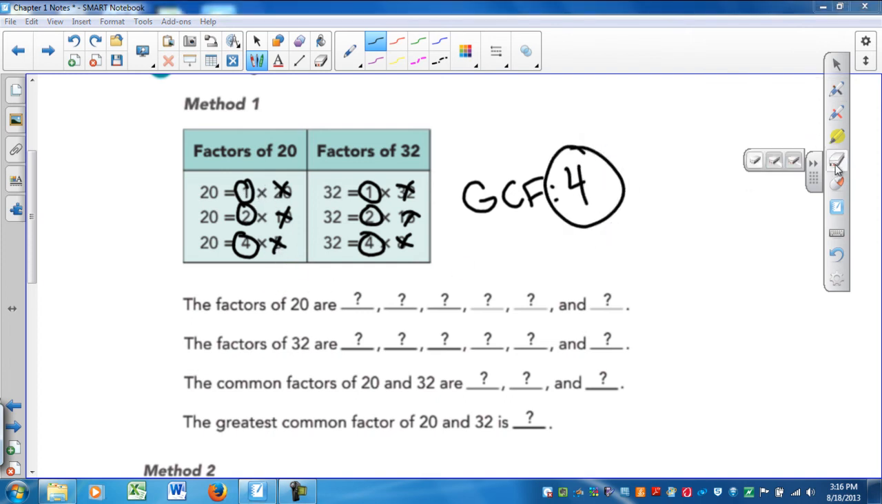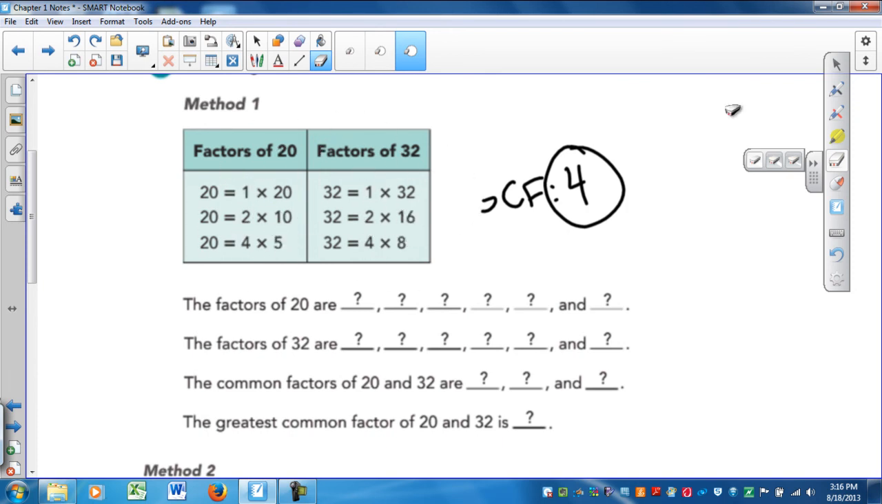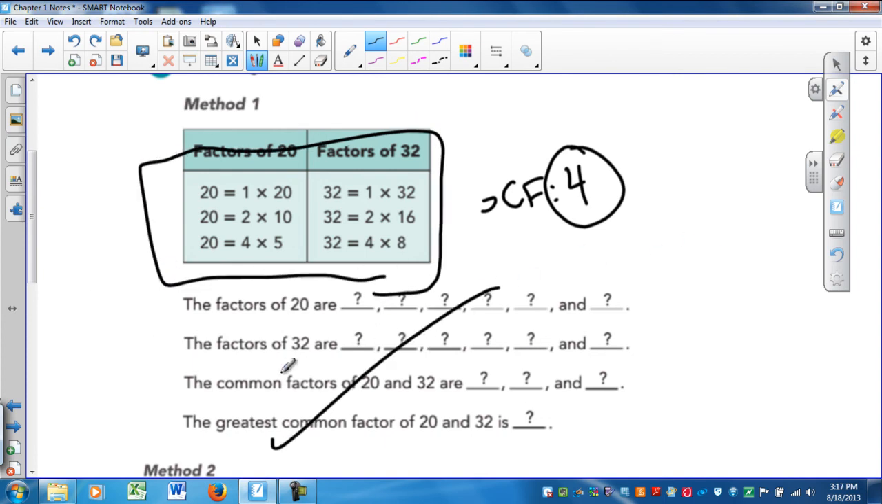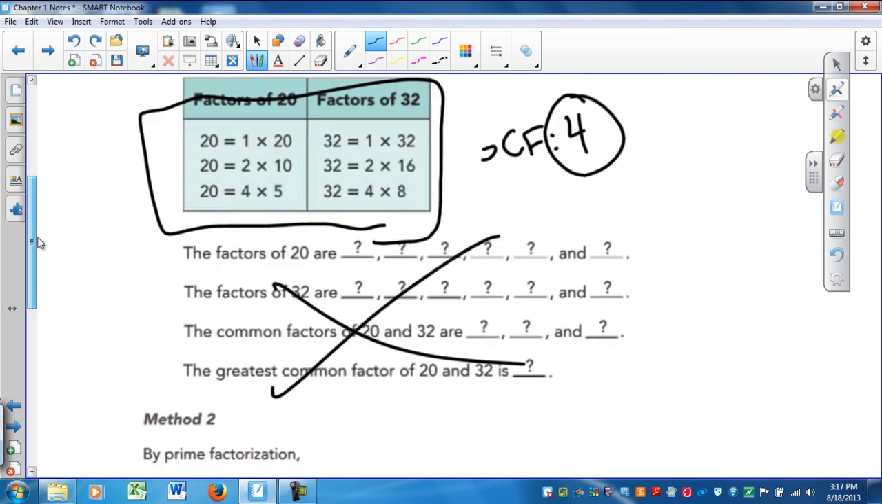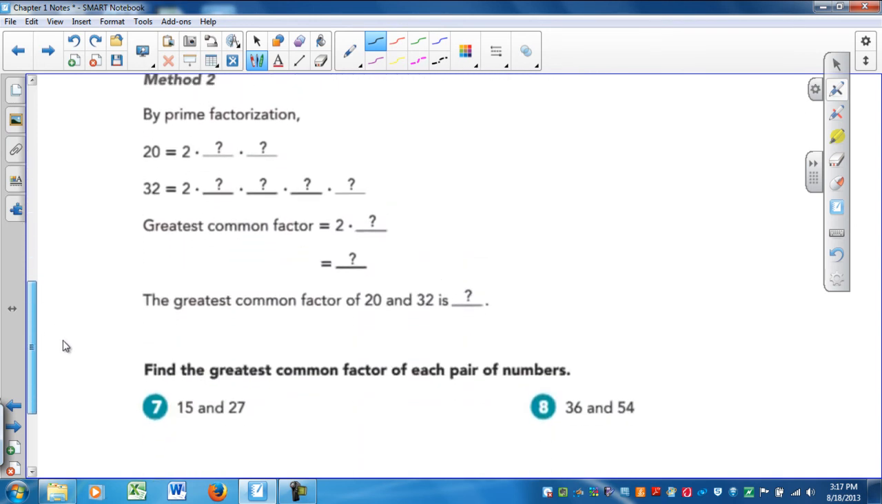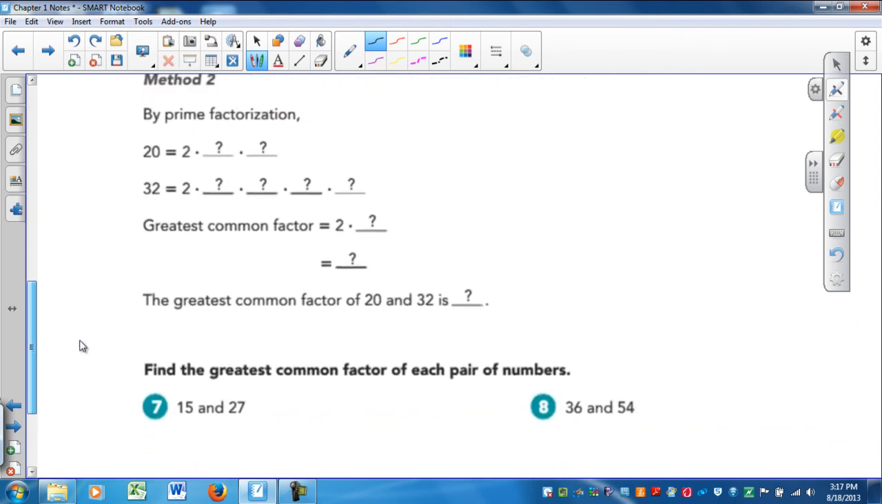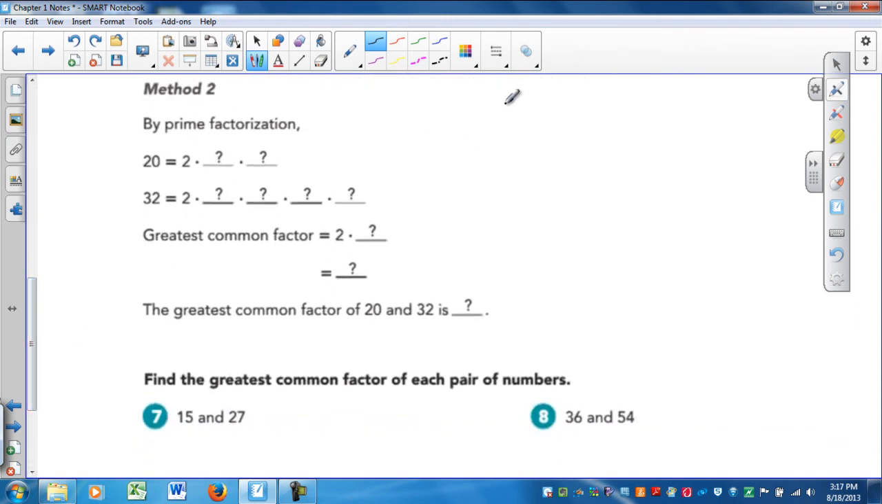Now, as I said, this method is not the best method if you struggle with your math facts. And you don't have to worry about filling any of this out. I'm not worried about it right now. But if you go down here to method 2, using prime factorization, let's do that real quick. The first step is to do prime factorization. So let's put 20 and let's put 32.